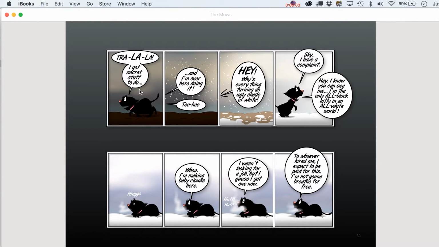Okay, here's an example of that. So the all-black cat, who, nature gives every all-black cat a complete advantage because they're completely dark. They hunt at night, right? Why would any cat not be all black? So anyway, here's the all black cat. It begins to snow, and then: "Sky, I have a complaint. Hey, I know you can see me. I'm the only all black kitty in an all white world, right?" So obviously, the cat can't control that, but in my mind, I do like to imagine that every cat had some sort of complaint with every part of nature or existence, and they voice that complaint.